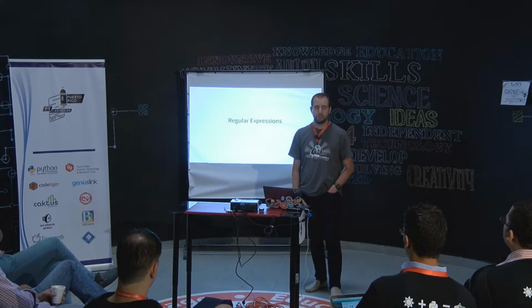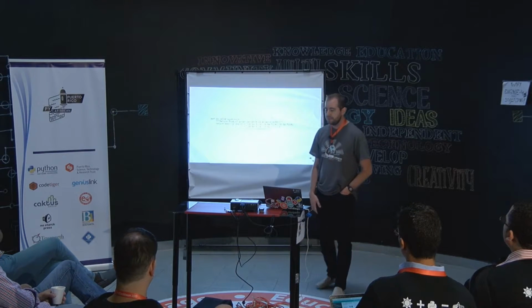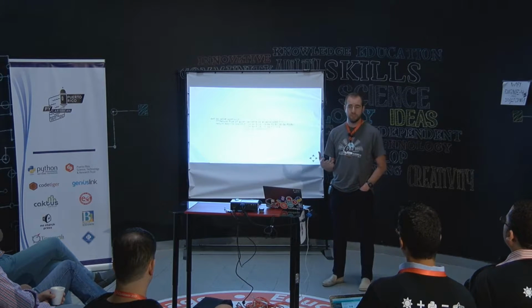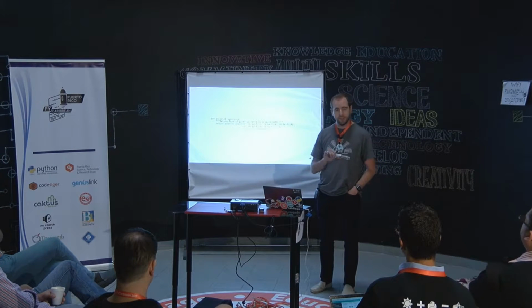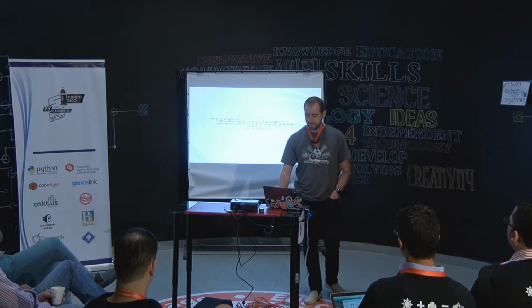Let's talk about regular expressions. This function returns true if the string that it was given is a valid UUID, a universally unique identifier. A UUID is a bunch of hexadecimal characters with dashes in between. Is this code readable?